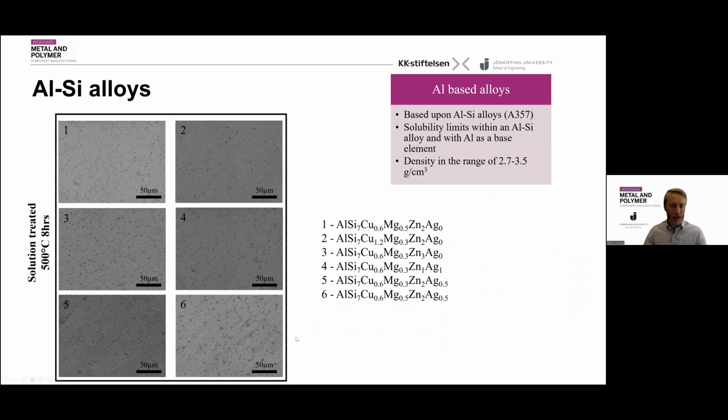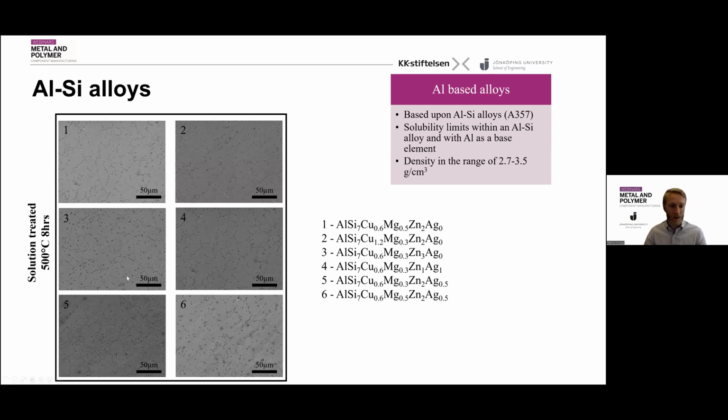We cast alloys here, and then we did a standard T6 aluminium heat treatment. So we first solution treated the alloys at 500 degrees for 8 hours to try to make sure we don't have any unwanted secondary phases.